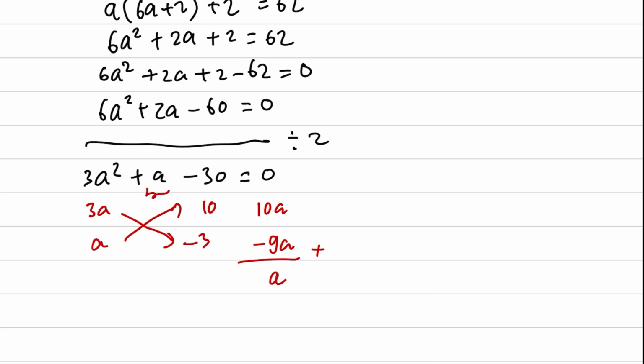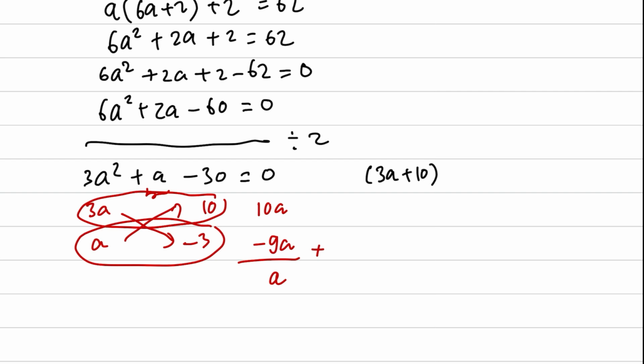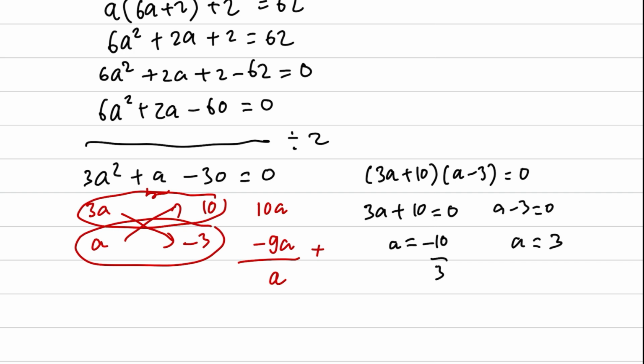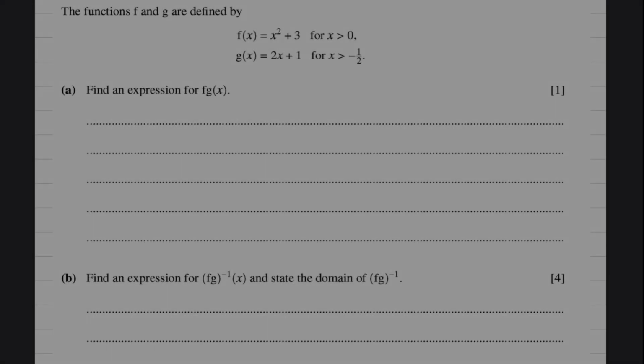So that means you have two factors. The first one is (3a plus 10) times (a minus 3) equals to 0. So from here we can solve for a. The first one, 3a plus 10 equals to 0. So a equals to minus 10 over 3. a minus 3 equals to 0. That means a equals to 3. So this is our final answer. Let's move on to the next question.